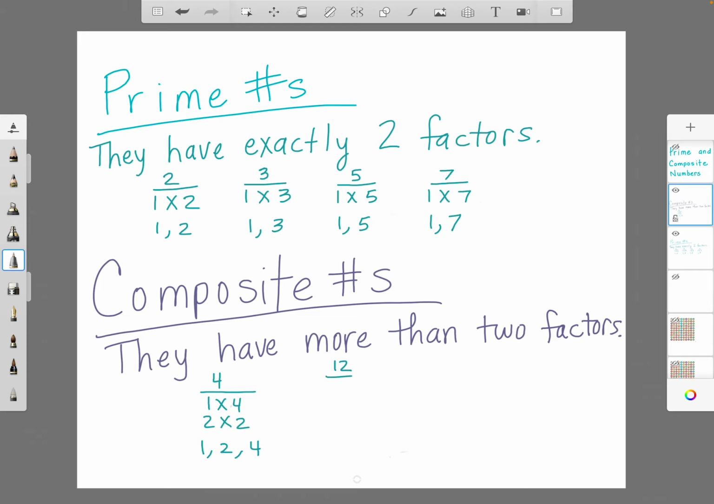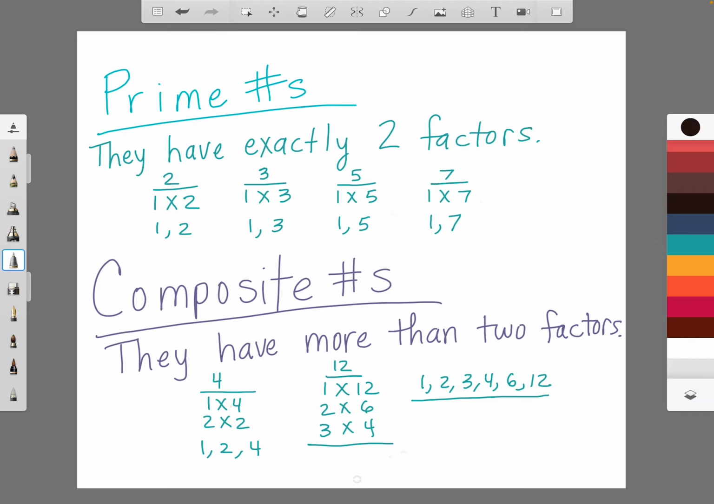Let's take one more example. Let's take the number 12. The number 12 can be made by 1 times 12, 2 times 6, 3 times 4, and that's all. So the factors of 12 are 1, 2, 3, 4, 6, and 12. It is a composite number because it has more than two factors.